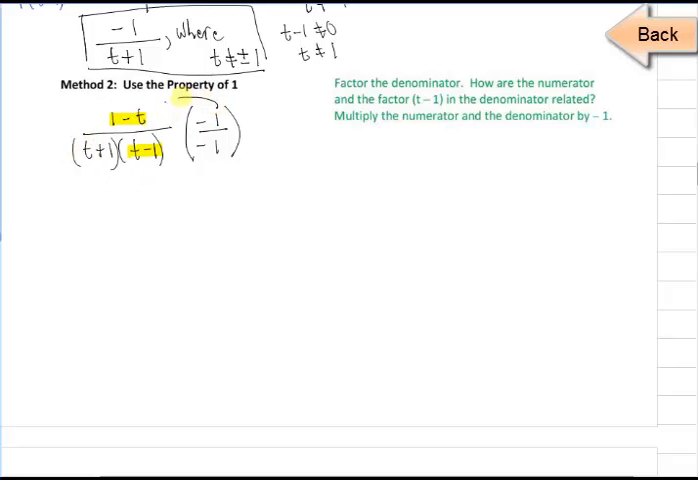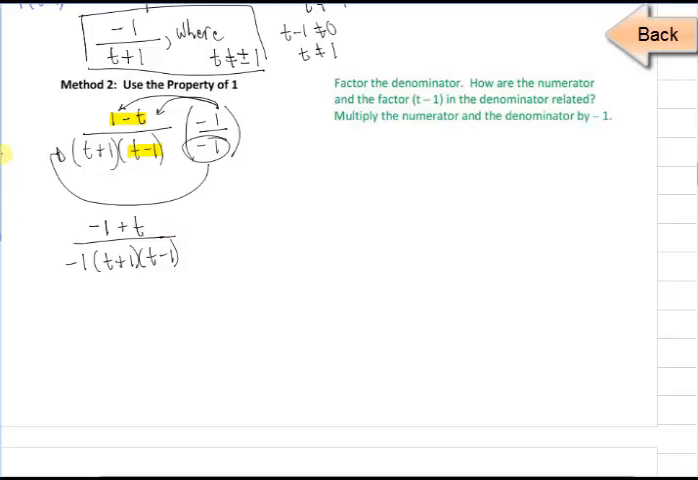So I'm going to expand the negative 1 through the numerator, but for the denominator I'm just going to pop it in front of my factors that are in the denominator. So when I expand the negative 1 over the numerator, I'm going to go negative 1 times 1 is negative 1. Negative 1 times negative t is positive t. And then I'm just going to write the denominator as negative 1 times t plus 1 over t minus 1. We usually leave the denominator in factored form, so we're not going to expand that negative 1.